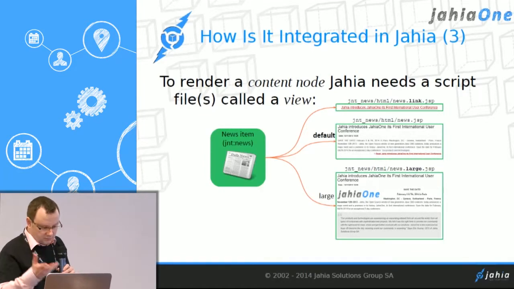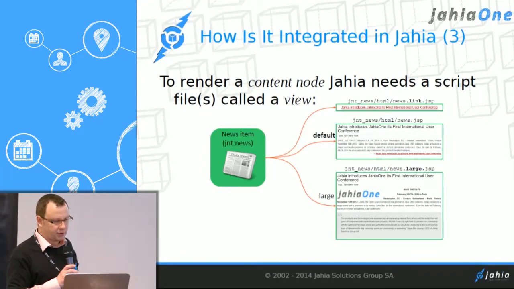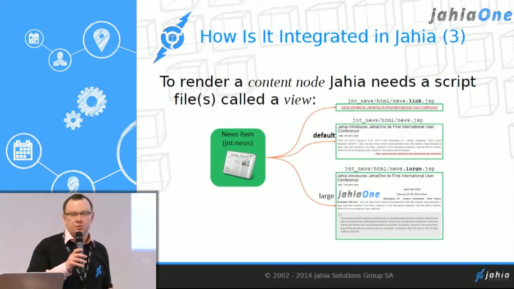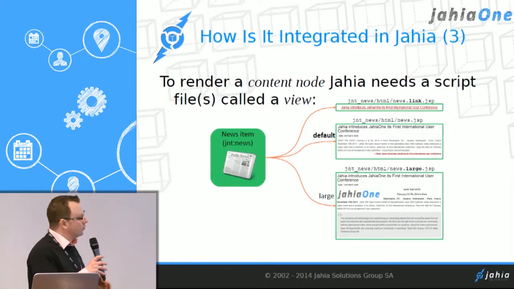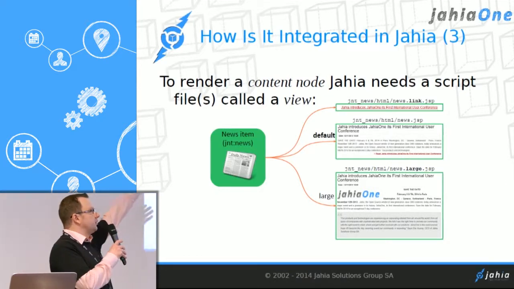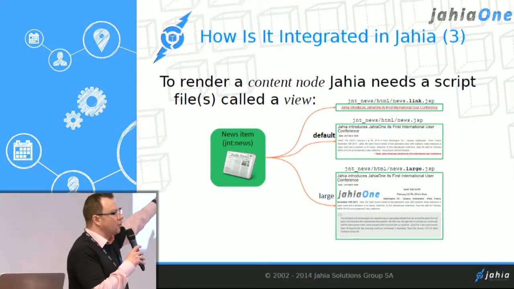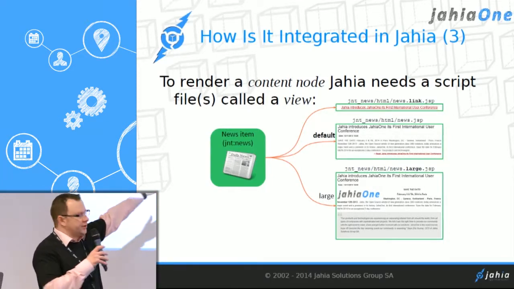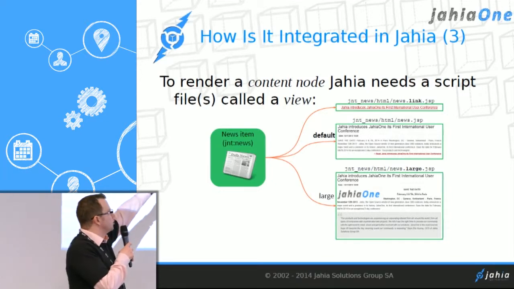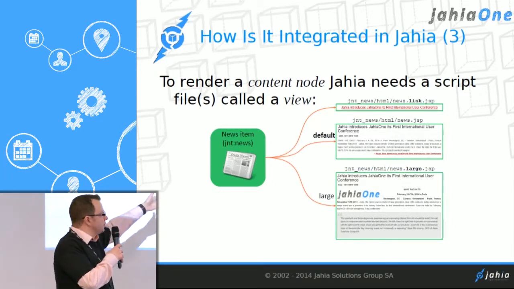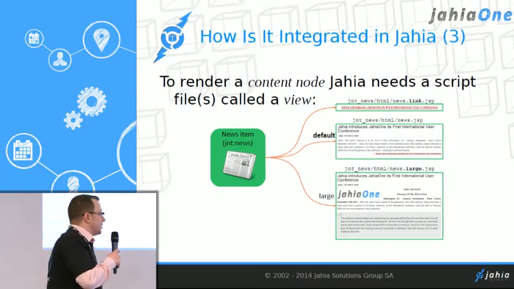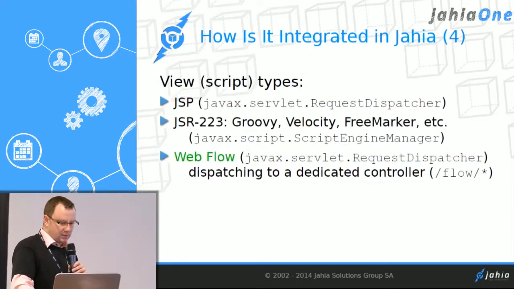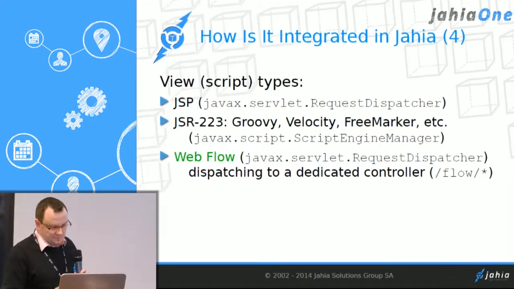As an example of a simple news item, in Jahia you can have multiple views. Depending on the context or on the need, you can create particular views to display it in one context or another. So for example, this is a link view. The names are arbitrary, so you can choose whatever you want. This is a default view. This is a large view, which also includes the image. There can be multiple views for the same content node.